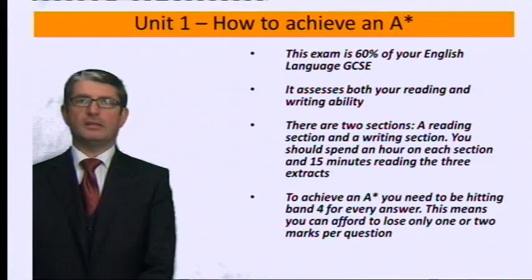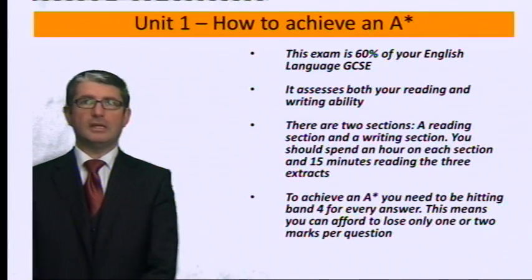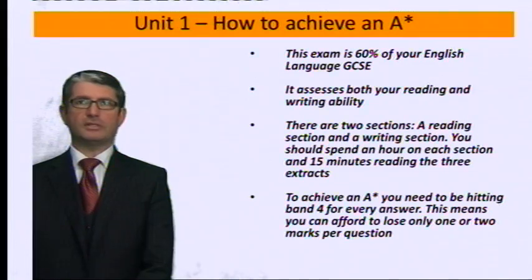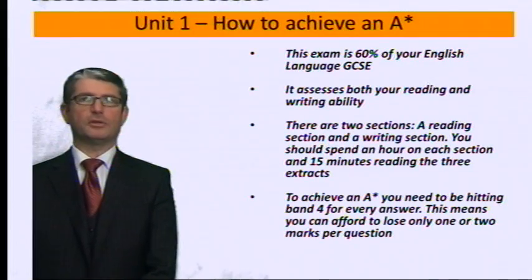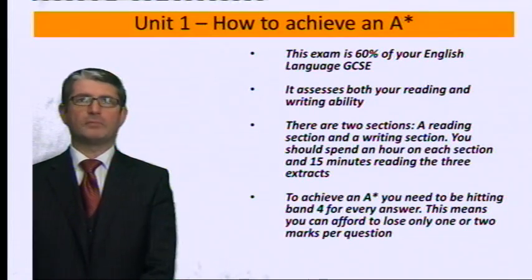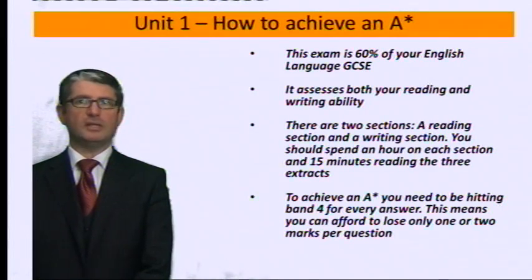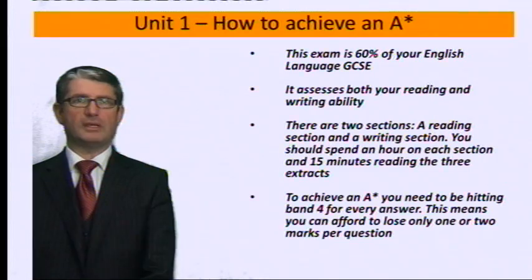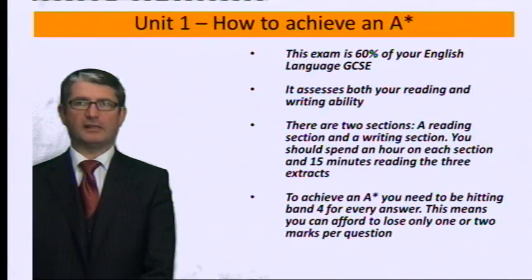Let's remember that the examination is worth 60% of your overall English language GCSE, along of course with your control assessments. And in the examination you're assessed both for your reading and your writing ability, and you must bear that in mind when you're answering each question. There are 2 sections. Section A is the reading section and B is the writing section, and you should spend an hour on each section and 15 minutes reading the 3 extracts. And I will talk a little about time management later on, which is really vital in this examination.